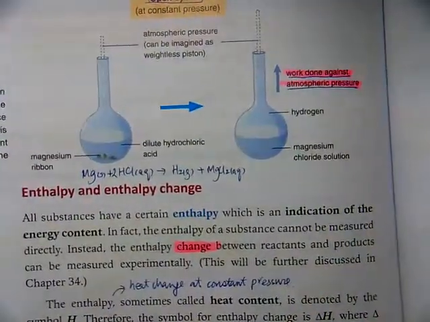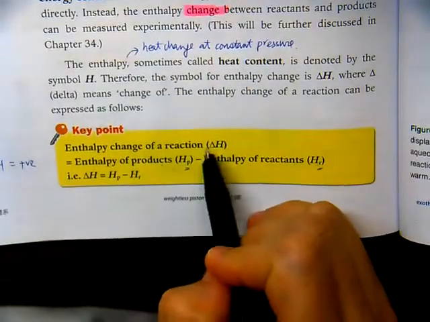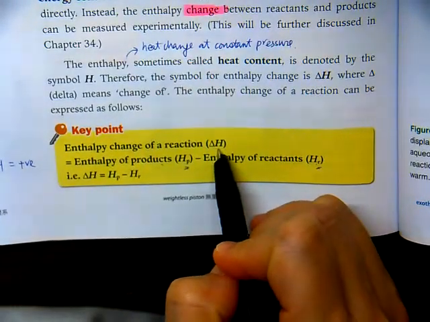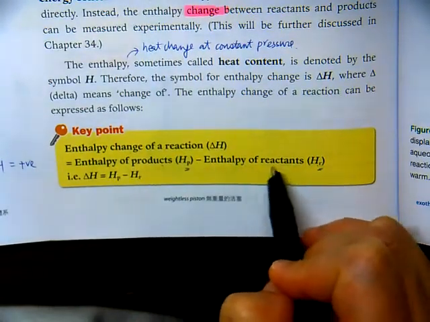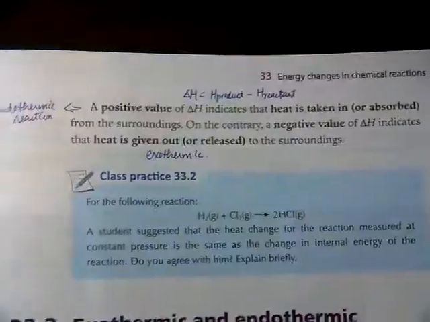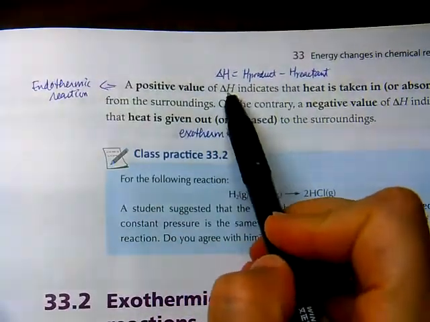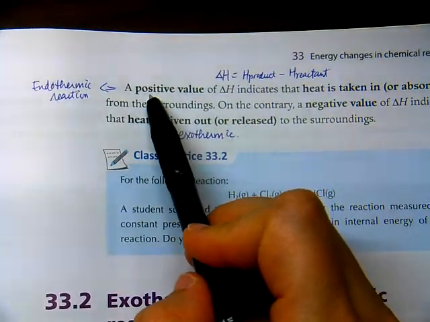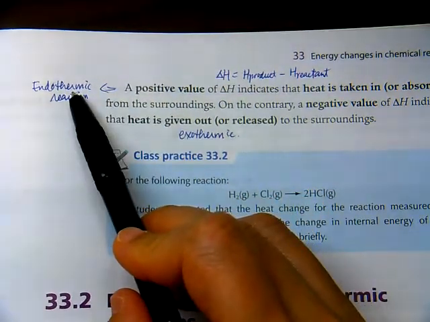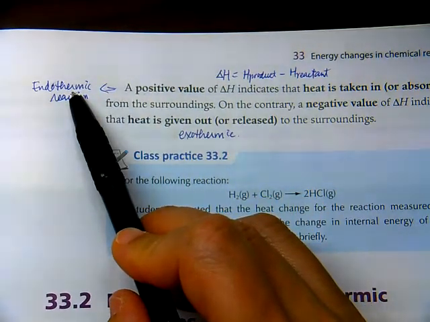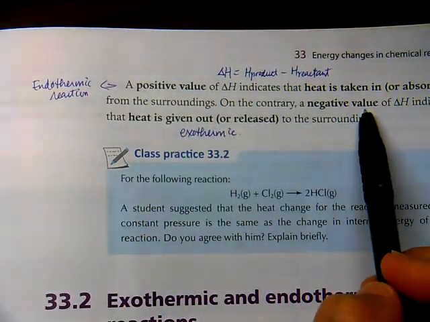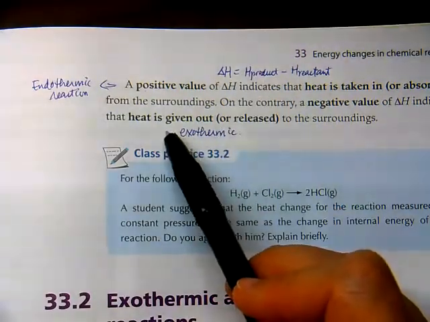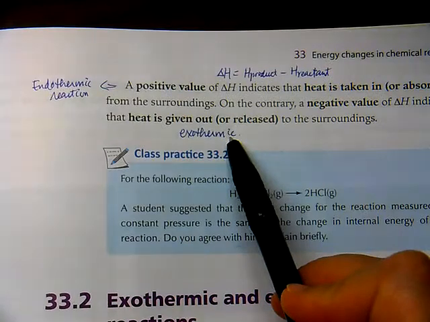Second, what is the meaning of delta H, enthalpy change, which is the enthalpy of product minus the enthalpy of reactants. Third, if the delta H has a positive value, what does it mean? It means that the reaction is endothermic. On the contrary, if the delta H has a negative value, what does it mean? It means that the reaction is exothermic.